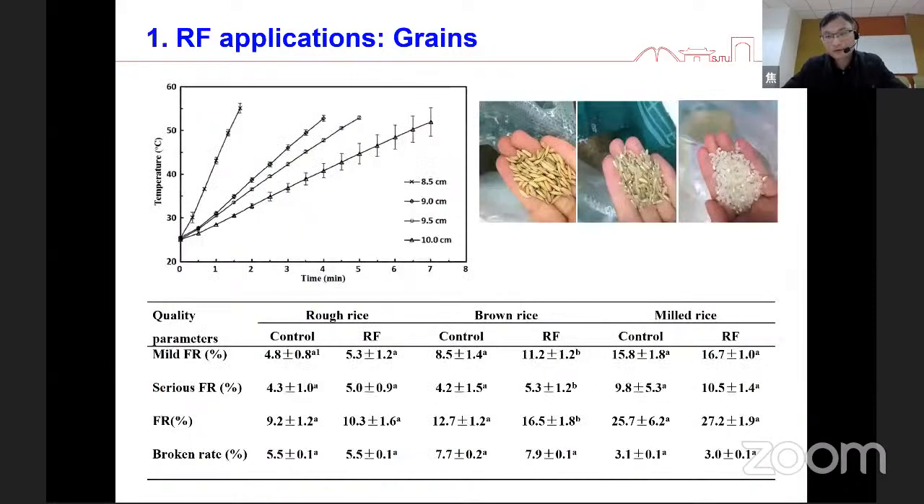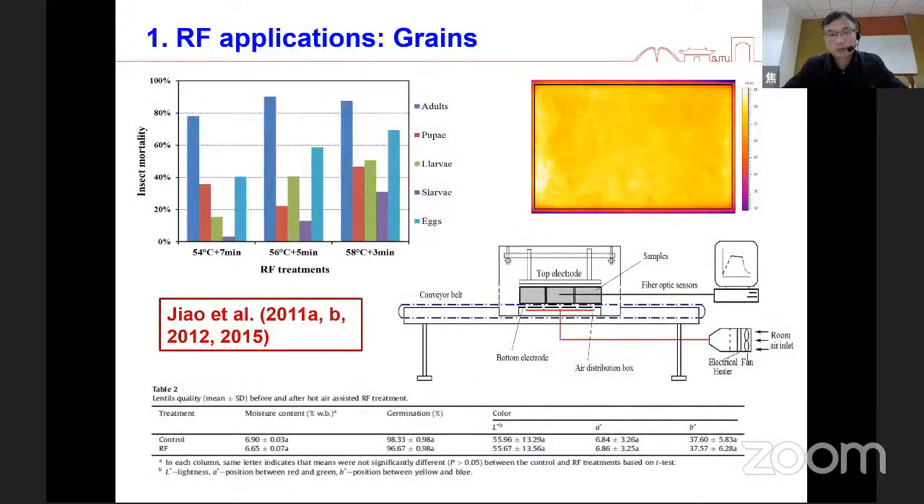So we did a lot of research in this part, including the heat resistance of the different life stages of the insects, like eggs, small larvae, large larvae, pupae, and adults. We compared the heat resistance of the different life stages. We also did scale-up tests for this disinfestation treatment, and we evaluated the heating uniformity. This figure shows the heating uniformity. You can see it generally has very good heating uniformity.